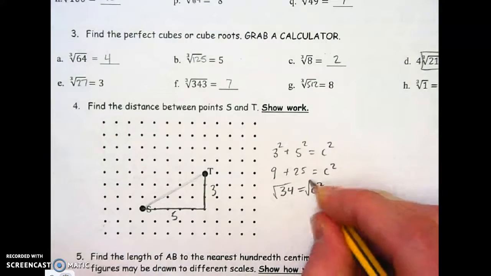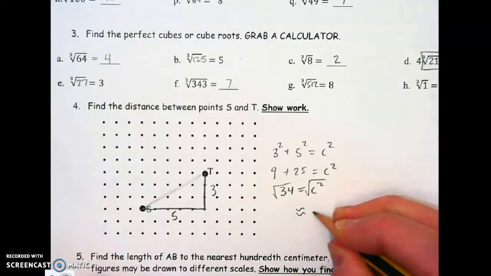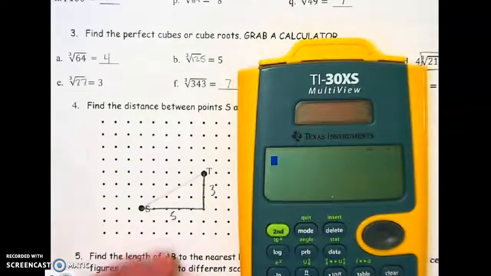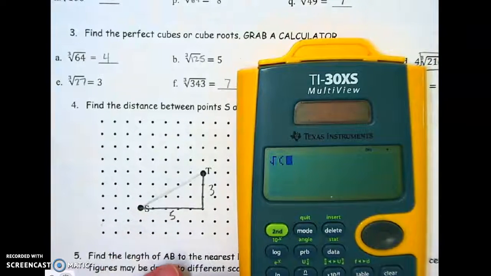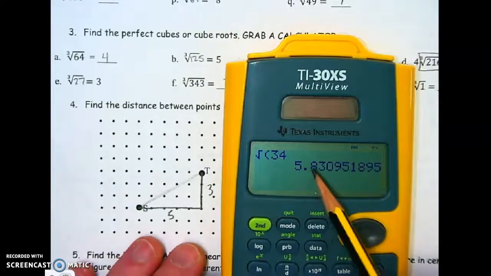Let's go ahead and type that in and see what we get when we take the square root. It's not a perfect square, so I'm going to have to use a squiggly equal sign because I'm going to be rounding that. So second square root, 34. That's going to be about 5.8.